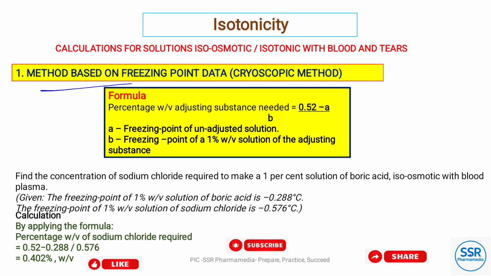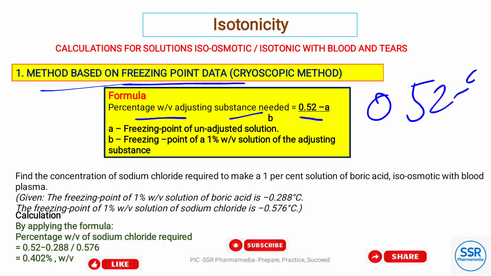The formula for the freezing point data method gives the percentage weight in volume of adjusting substance needed: W equals 0.52 minus A, divided by B. So this is the formula. In it, A means the freezing point depression of the drug solution, and B is the freezing point depression of a 1% weight in volume solution of the adjusting substance.